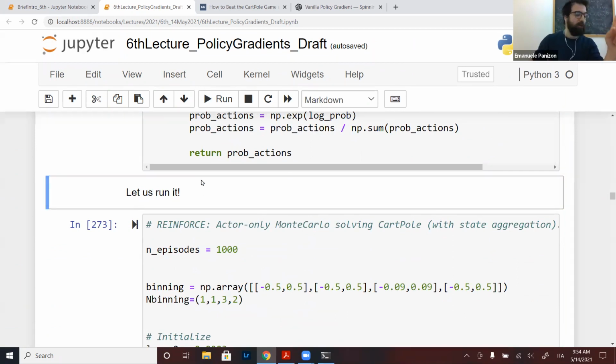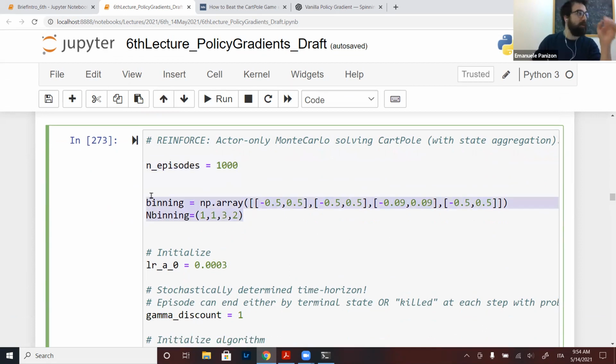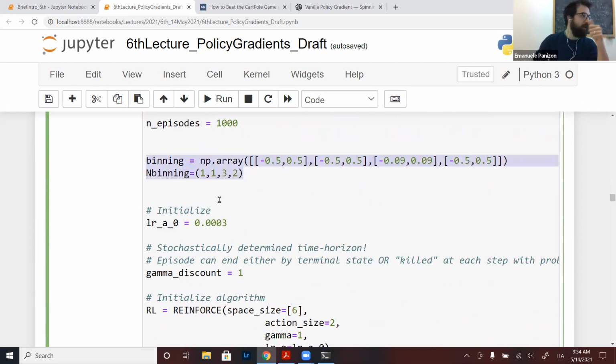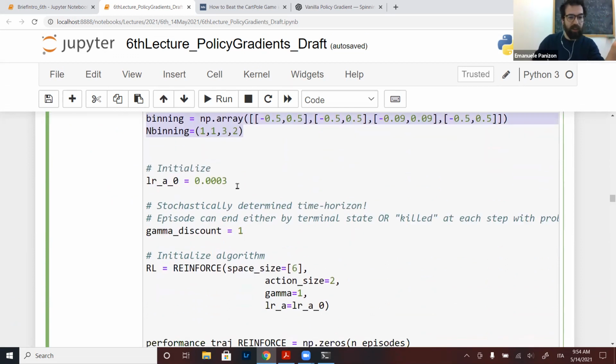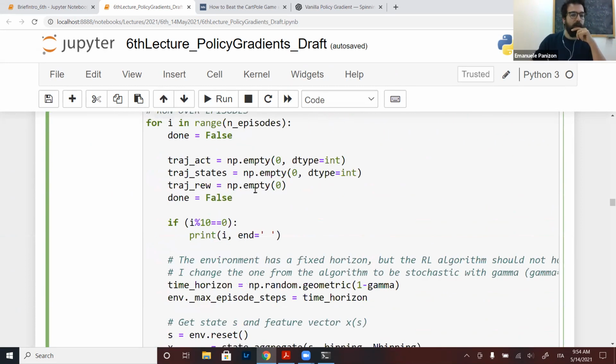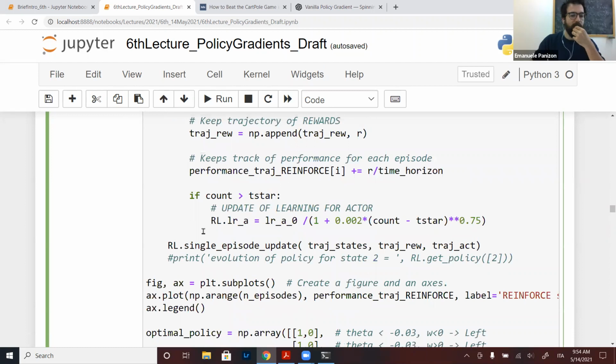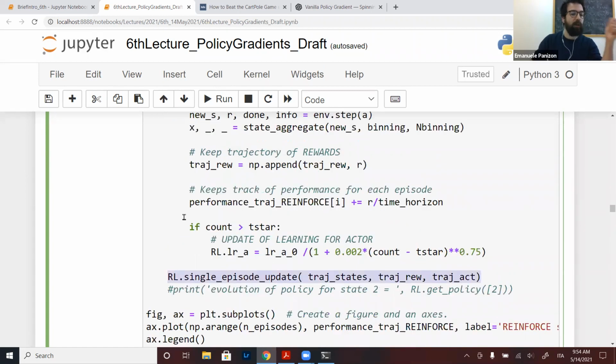Okay, first of all, this is, as always, the same trial loop which I'm doing. I have a number of episodes. I have this binning, which is the smart binning, which leaves us with only 6 possible states. This is the learning rate for the actor, and then I will do episodes, and inside the episode I will store the trajectories, and then I will store the performance, and at the end of each episode I'm going to do a single episode update, and then I will do many of them.